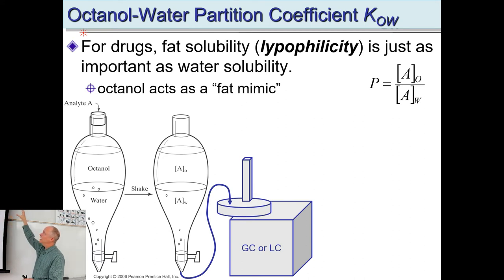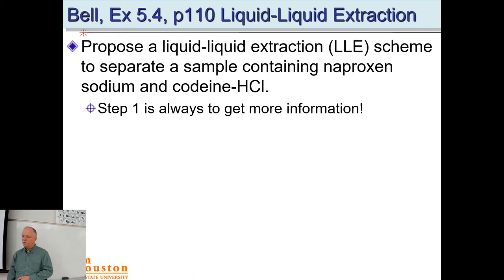So it's the concentration in the octanol layer and the concentration in the water layer. So we can put our substance in this separatory funnel, shake, shake, shake, and then we can extract the water layer, put that on a GC or LC, and extract the octanol layer and put that on the GC or LC. And then we can look at how much of that substance is in each layer. And we take the ratio, and that's the partition coefficient.